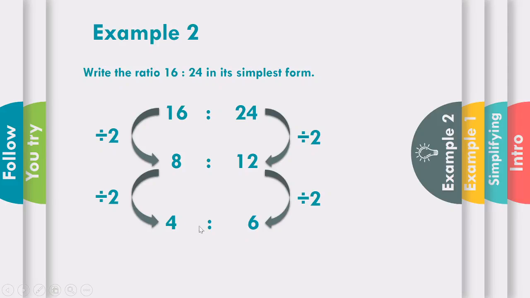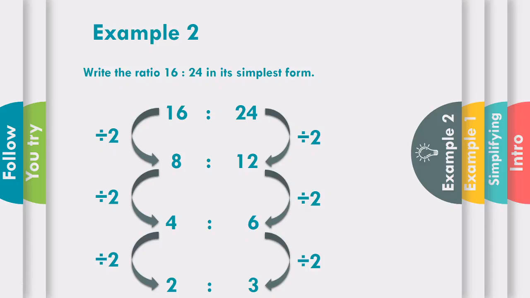But I can still go even further than that. I can divide both of these numbers again by 2 to give me 2 to 3, which I can't get any lower than that. That is my ratio in its simplest form. But just for this one little question, we've done 1, 2, 3 steps. It's a lot of working out there just for one question. And there's actually an easier way.